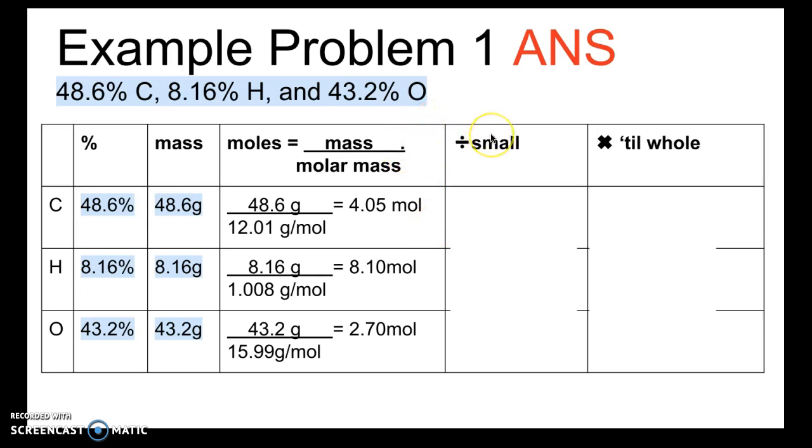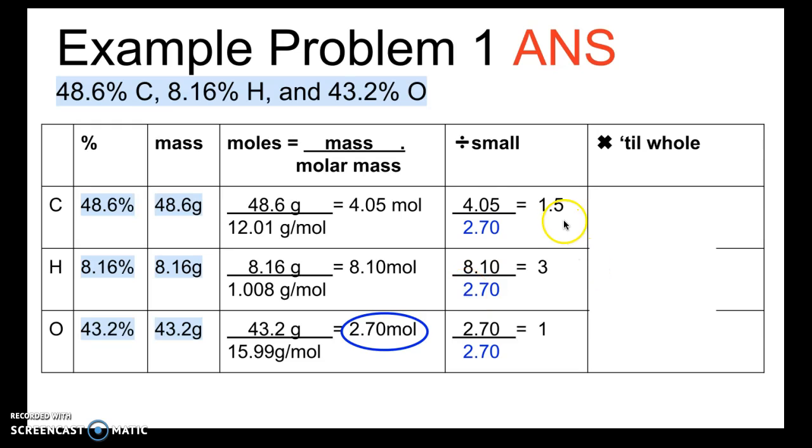The next step in the mnemonic is divide by small. What does that mean? We want to get the mole ratio. In order to get that, we need to divide each of the mole values by the smallest moles. That way it will give us their smallest mole ratios. So I look for the mole that's the smallest, and it's oxygen. There's only 2.70 moles of that, and everything else is higher. So I'm going to divide all the other moles by that, including oxygen itself.